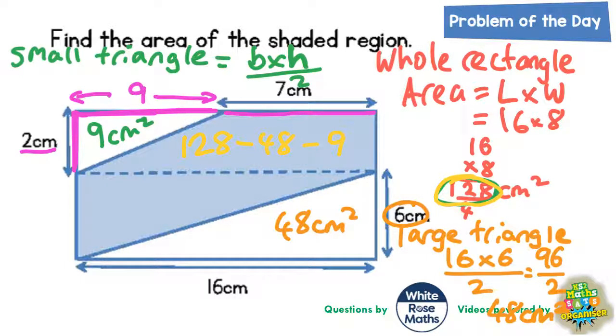Well, 48 and 9 makes 57. So what we actually could do is just take 57 off 128. And we'll get our final answer. So 128 take away 57. Let's see what that leaves us with. 8 take away 7 is 1. 2 take away 5 we can't do, so borrow. So the 1 becomes a 0, and the 1 we borrowed makes that 2 into 12. 12 take away 5 is 7. So the final answer is 71 centimetres squared. So the shaded region is 71 centimetres squared. Final answer.